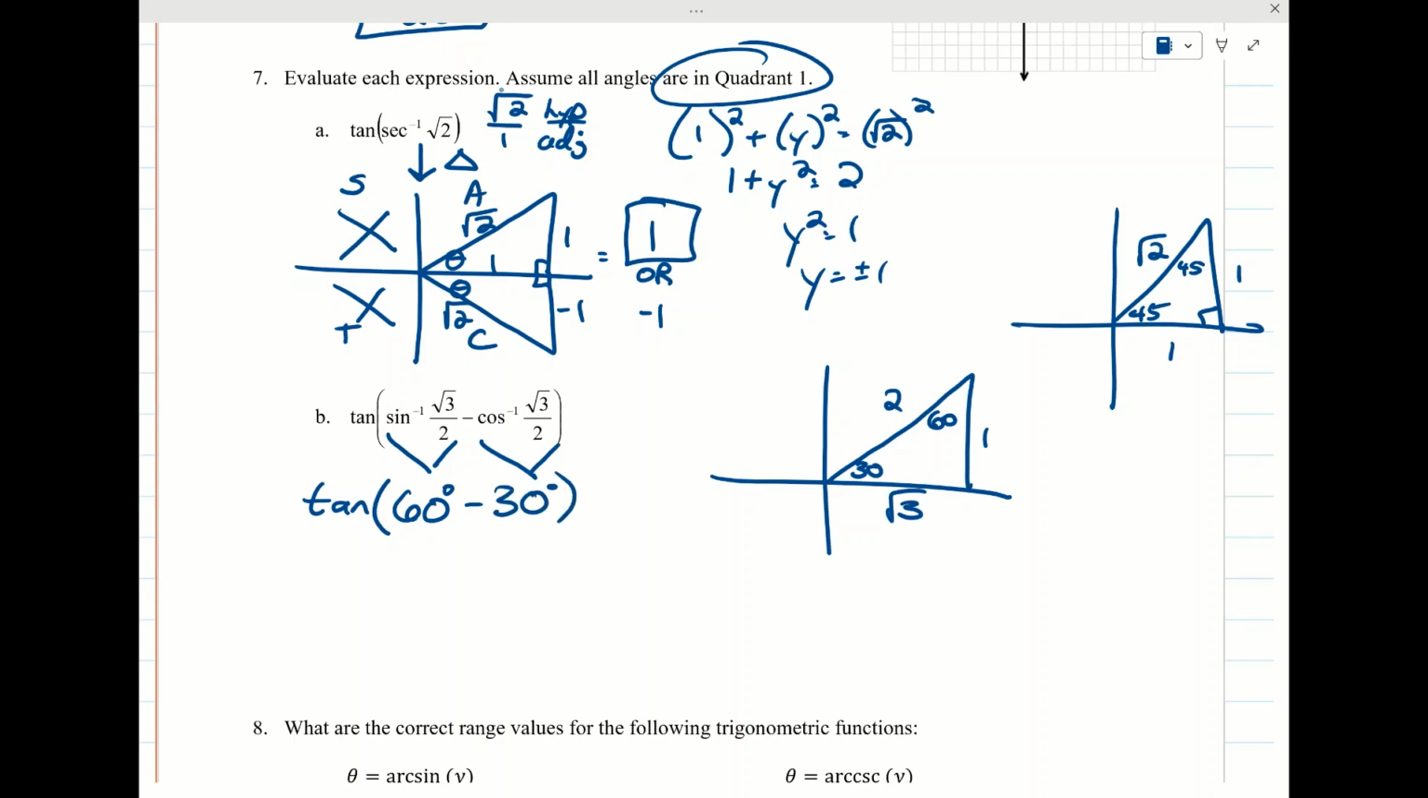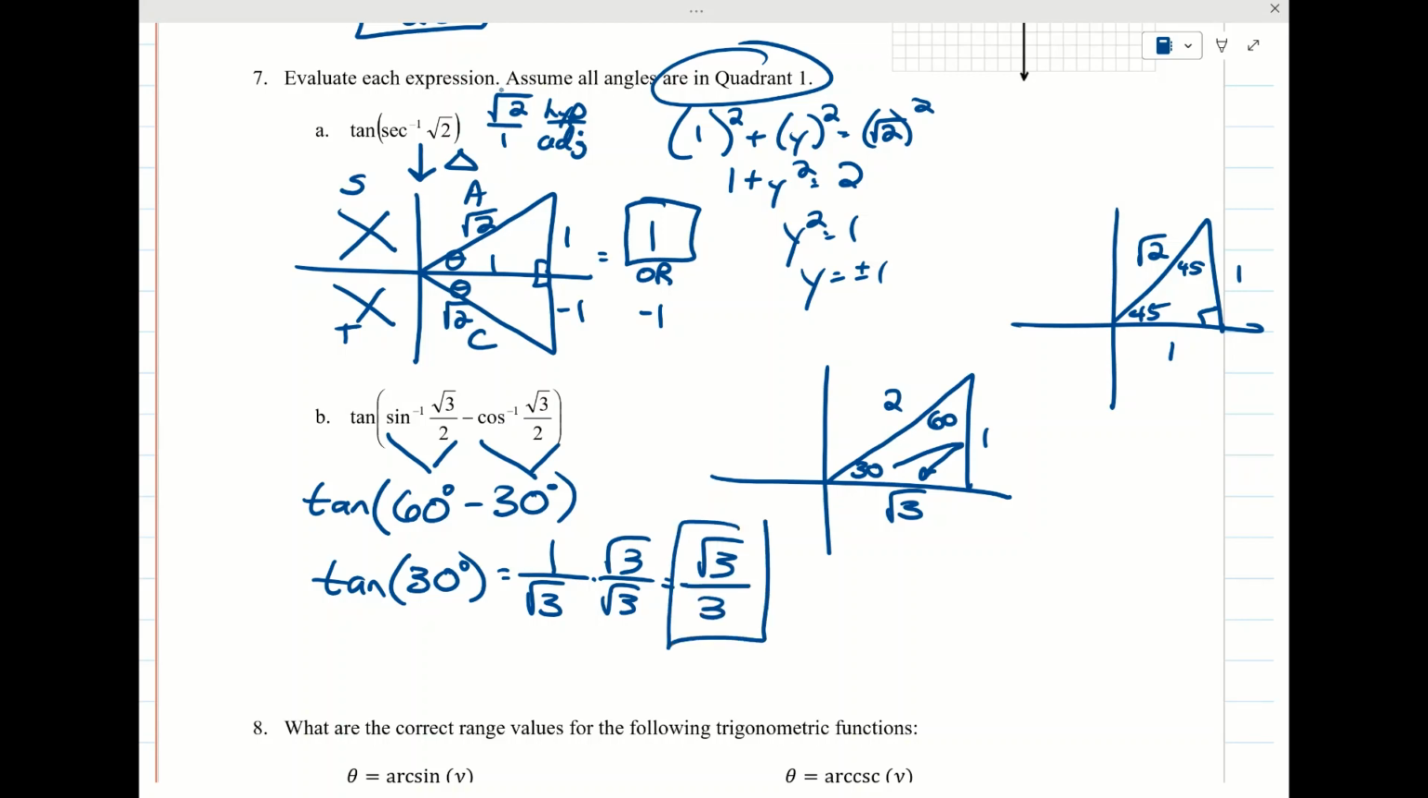All right, so we're using what we understand about trigonometry to do this. 60 minus 30 is 30 degrees. And what's the tangent of 30 but opposite over adjacent? 1 over root 3. We can multiply by root 3 over itself to get root 3 over 3. That would be the answer.